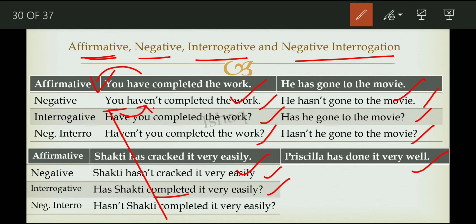So one thing you'll have to observe is that with "you," "have" should be used. With the second person we use "have." With "he," a singular subject, we use "has," a singular verb. Shakti, being a singular subject, also takes "has." So you'll have to observe subject-verb agreement, what we say with singular and plural subjects, which we have already seen in the previous video. Along with the negative and interrogative forms we learned earlier, you should not leave this out.